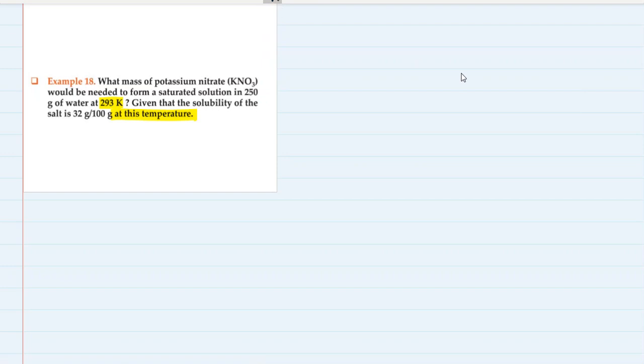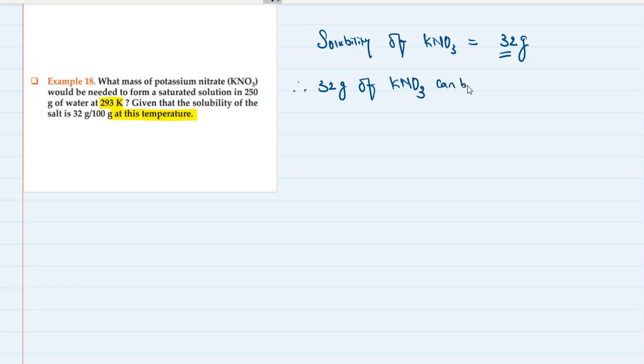So what we'll do is unitary method. So solubility is given. Solubility of potassium nitrate is equal to 32 grams. That means 32 grams of potassium nitrate can be dissolved in 100 grams of water at 293 Kelvin. Now you must know what is 293 Kelvin, right? If you want to convert 293 Kelvin into degree Celsius, subtract 273 from it, so it becomes 20 degrees Celsius. But no need to do all that. We don't have to do anything to the temperature in the questions of solubility.